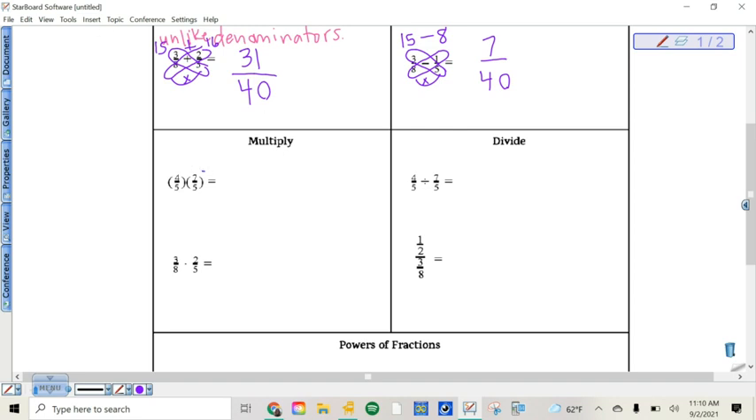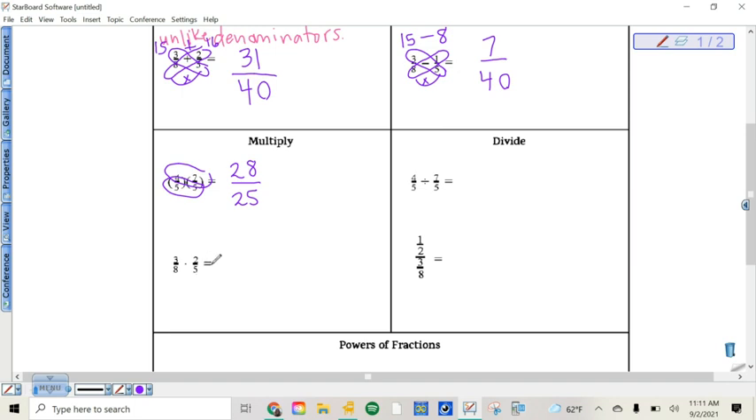So for this one, it's going to be 4 times 7. Wow, that was a messed up circle. And 5 times 1. Okay, so what's 4 times 7? 28. And 5 times 5? 25. Perfect. And you can leave it just like that.